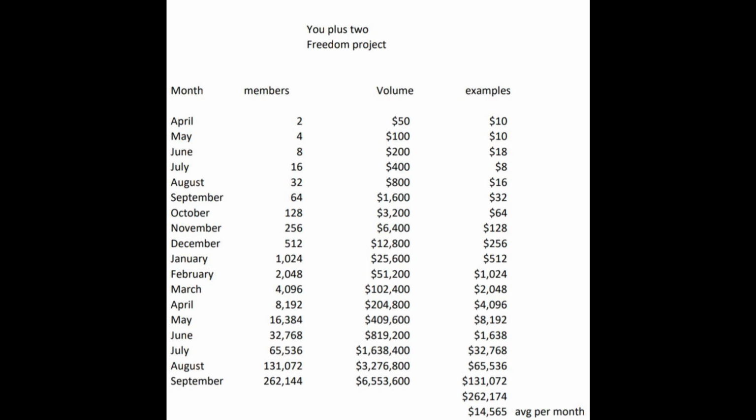Now, here's what we see. 262,000 people and everybody doing 25 CV. We know that the volume is a lot. So that's how it works, okay? So please understand, this is the way HBM binary works. It's not that you're really being paid $1 per person. You're not. It's what the numbers break down as.